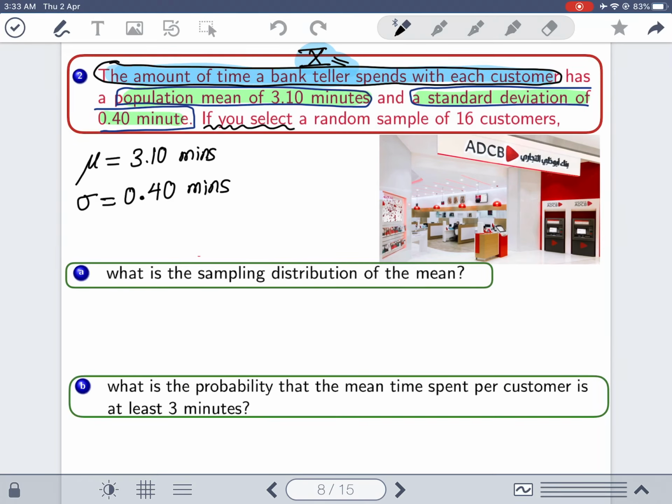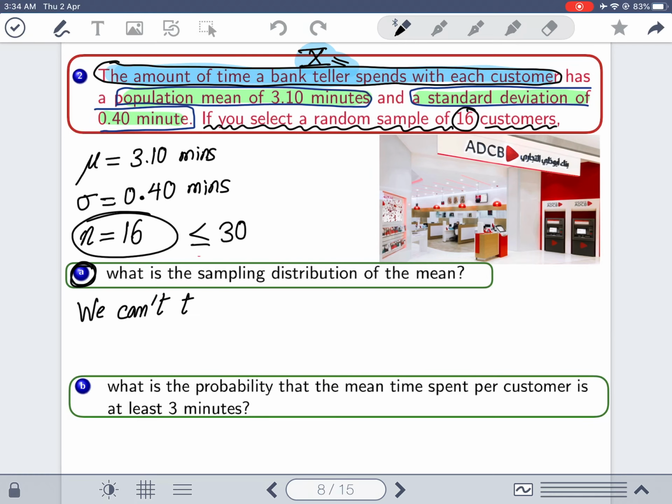First we need to read: if you select a random sample of 16 customers, so now your n is 16. Notice that it's less than 30, so we cannot answer this question. What is the sampling distribution of the mean? You can say we can't tell. Why can't we tell? Because n is relatively small, so we need our original population distribution, the distribution of the x that you see here, to be normal or fairly normal, approximately normal or fairly symmetric.